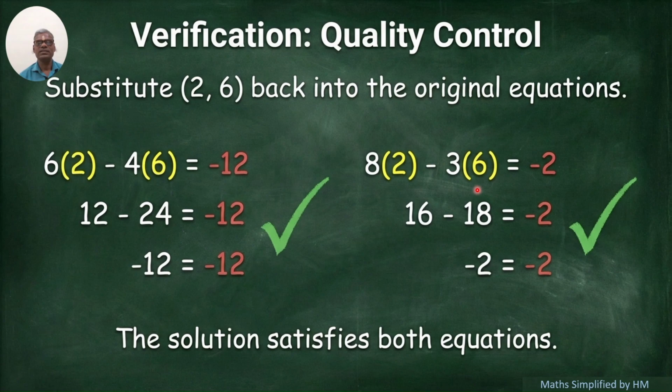8x minus 3y is equal to minus 2. Simplifying, we get 6 minus 18. Further simplifying, we get minus 2, which is equal to minus 2 on the right hand side. So this statement is also true. Thus the solution satisfies both the equations.